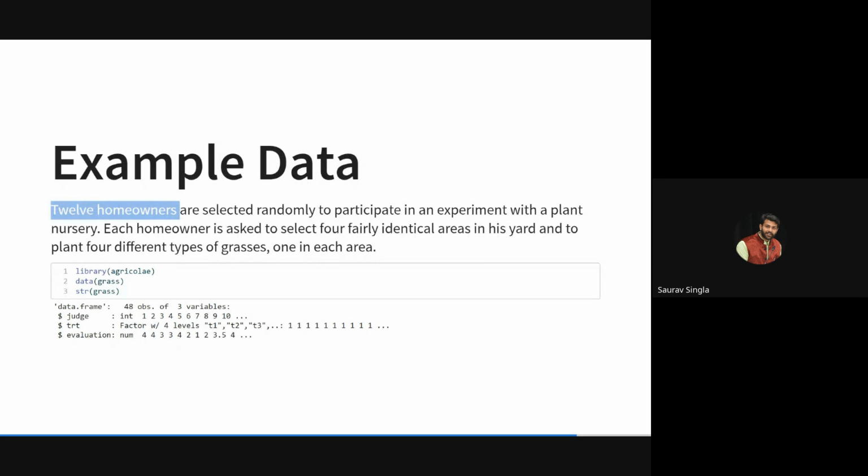So 12 persons, every person putting four. So in total it became 12 into 4, 48. Okay, so 48 observations you have, and then they recorded the data. Okay, in here, which grass is planted, that will come in the treatment.